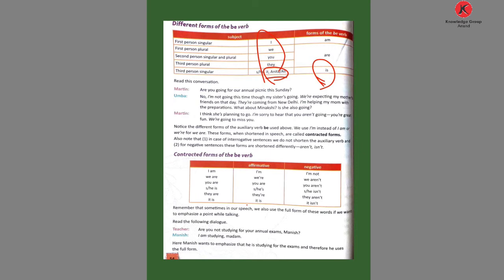And some positive short forms and negatives I am going to tell you. See, contracted forms of the verbs. See here: I am, we are, you are, she is, he is, they are, it is. Here is the affirmative short form. If I write I apostrophe m, we say the same, I am. Affirmative I am. We are, short form we're.